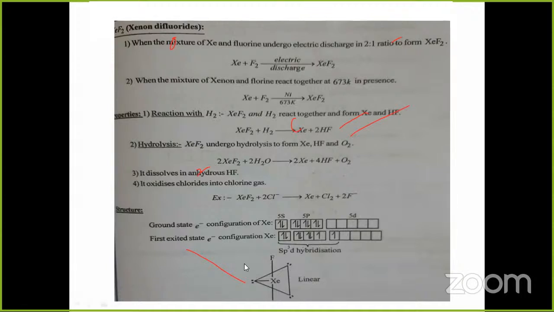How many lone pairs are present on the xenon in xenon F2? They are asking model questions. So how many lone pairs here? 3 lone pairs. And how many sigma bonds? 2 sigma bonds. And hybridization sp3d. But sp3d has 3 types of structures: linear, seesaw, and T-shaped geometry. 3 to 4 types of geometries are available in sp3d. But this compound has only linear geometry.